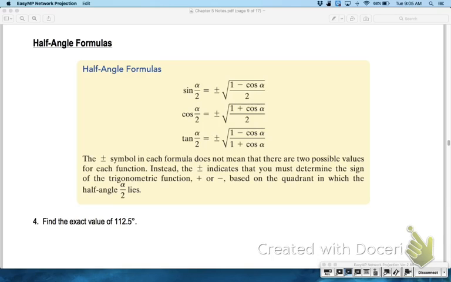So for example, on number 4 here, 112.5 degrees, which quadrant would that be in? 2, because it's just a little ways past 90, and that's the quadrant that we're going to use to choose the sign. So there's a typo here. Can you tell what it is? There's no trig function there for number 4. The exact value of 112.5 degrees is 112.5 degrees. So we have to pick a function to work with. Let's pick cosine.